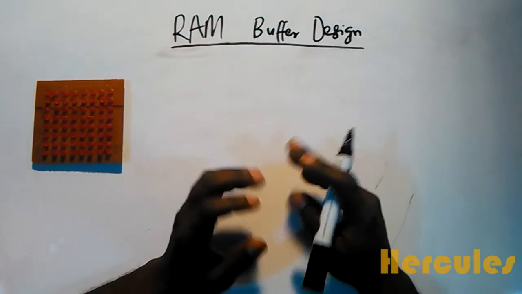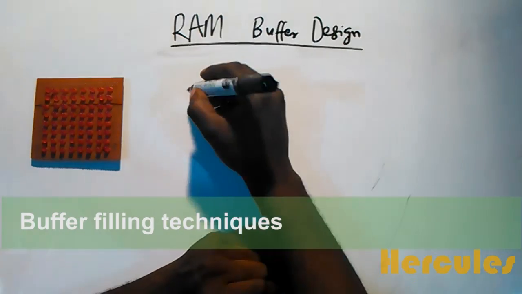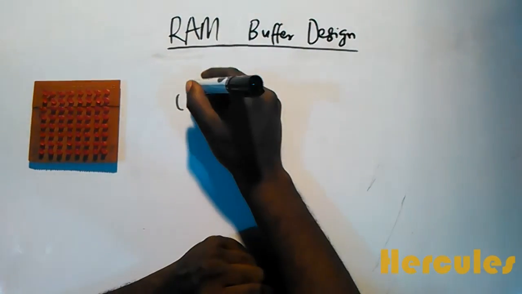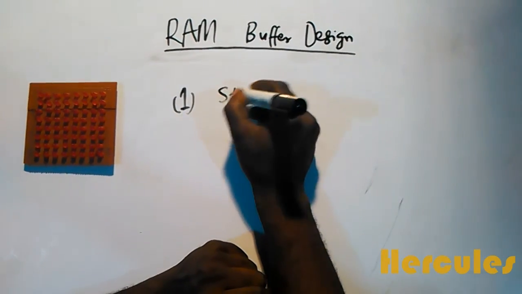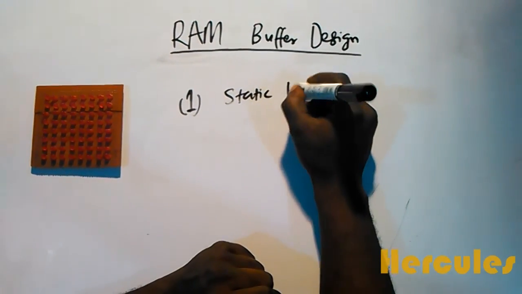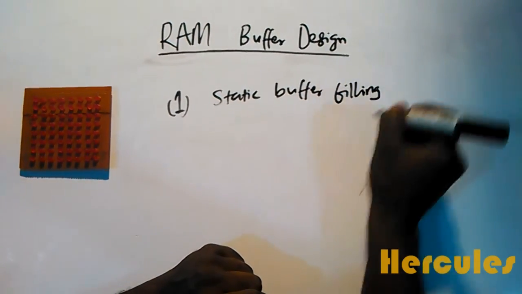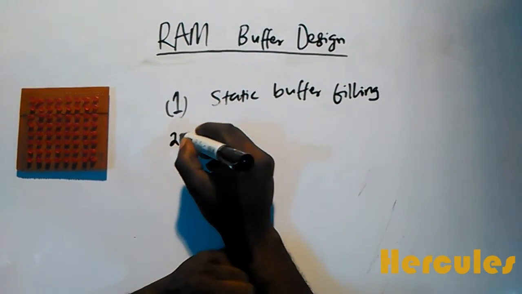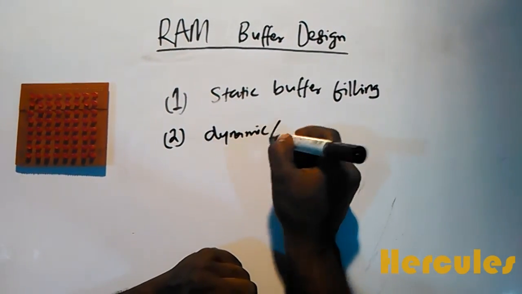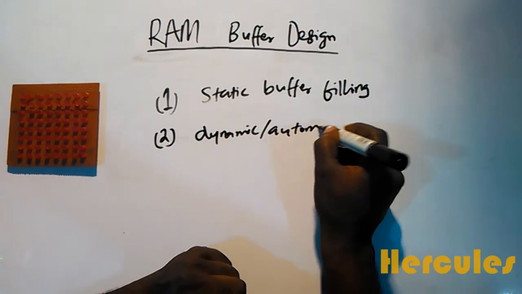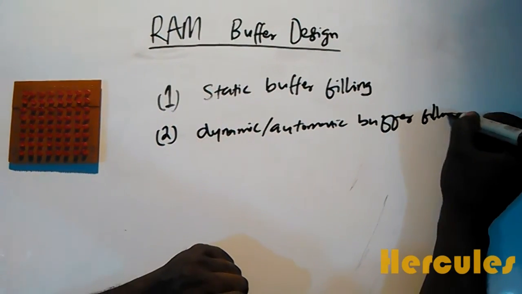Next, I'll just talk about the two buffer filling techniques. There are basically two buffer filling techniques. The first technique is what I call a static buffer filling technique. And the second technique is what I call a dynamic or automatic buffer filling technique.